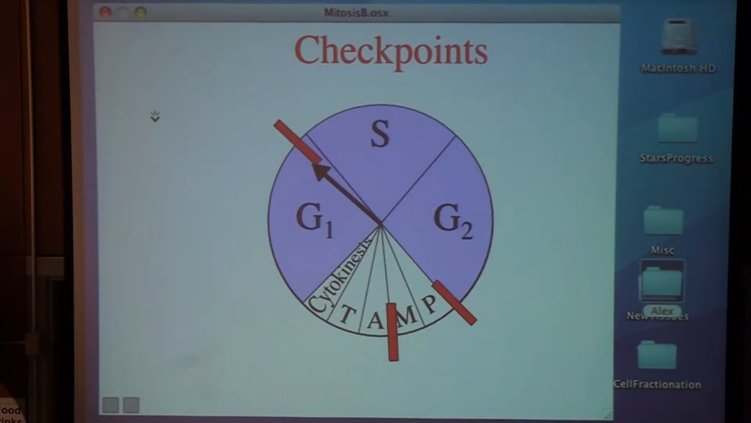There's one at the end of G1 that stops the cell from entering S phase. There's one at the end of G2 that stops the cell from entering prophase, and one at the end of metaphase that stops the cell from progressing into anaphase. And what really stops the cell is simply that the enzymes that carry out the next phase are not activated.